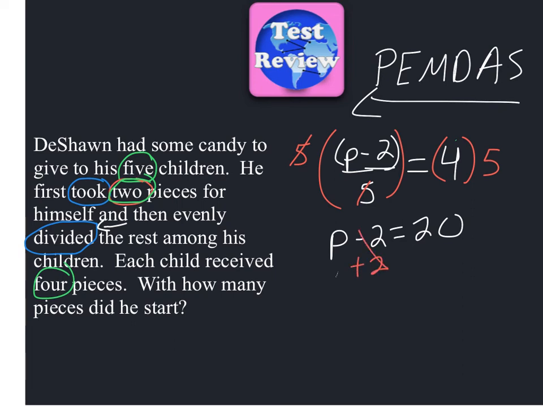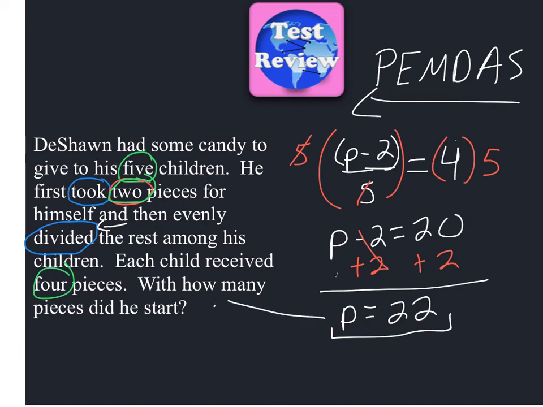Opposite, inverse, add 2 on both sides, and you're left with what P equals, which I erased, but if you remember, we defined P as the total amount of pieces that he started with, which gives, this is our answer then, because that's what we were looking for. We were looking for how many pieces he originally started off with, and that is 22.